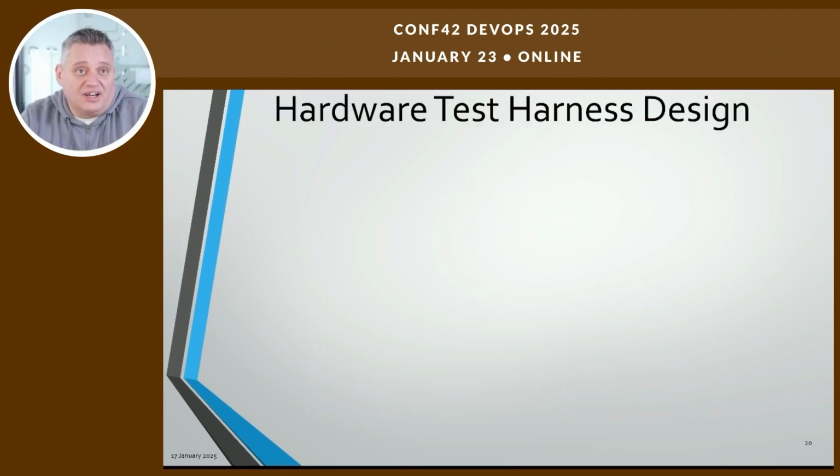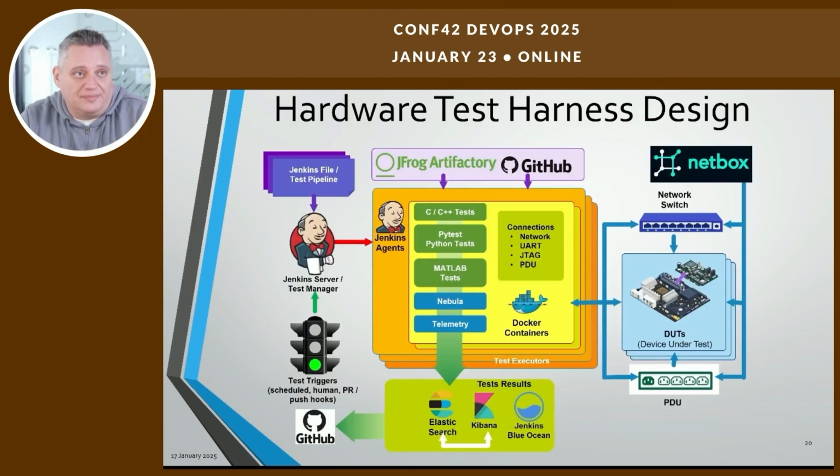Now that I have gone through all the details, let's see how the overview design looks. On the left side, you can see the triggering mechanism, multiple Jenkins files, and the Jenkins server. The server manages the testing requests queue, ensuring efficient resource allocation, and also merges results from all test harness instances and prepares them to be published.